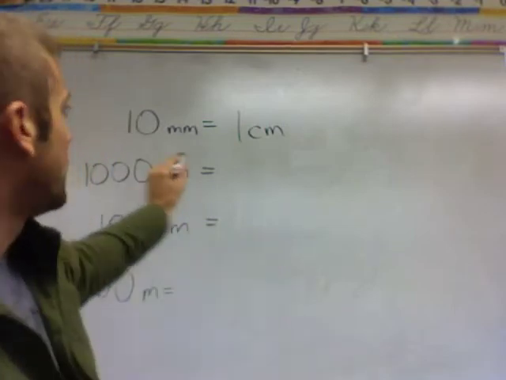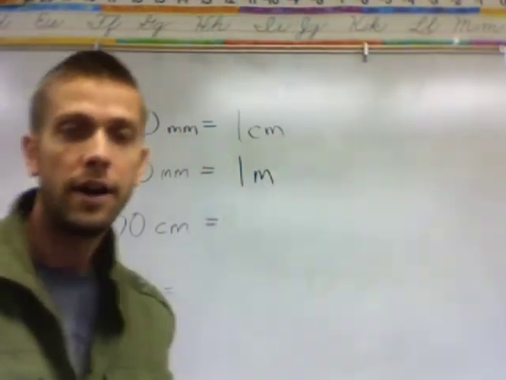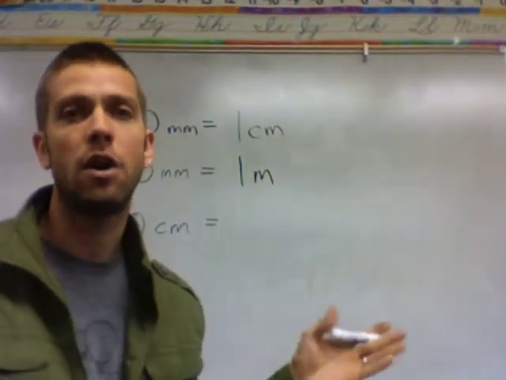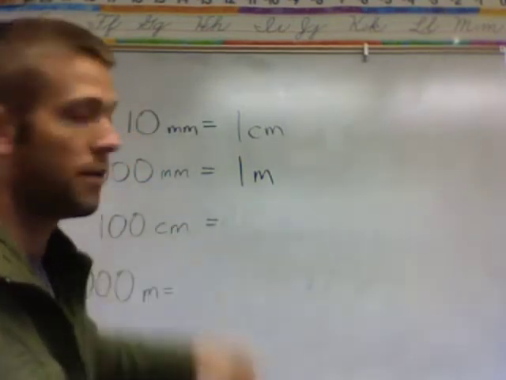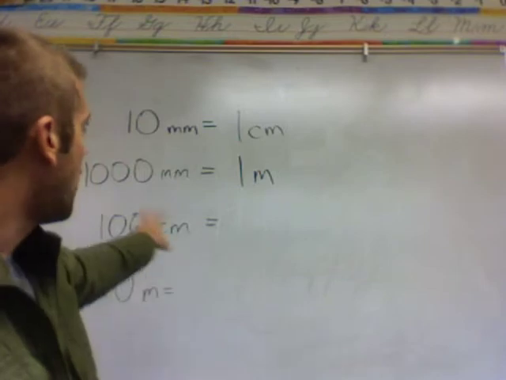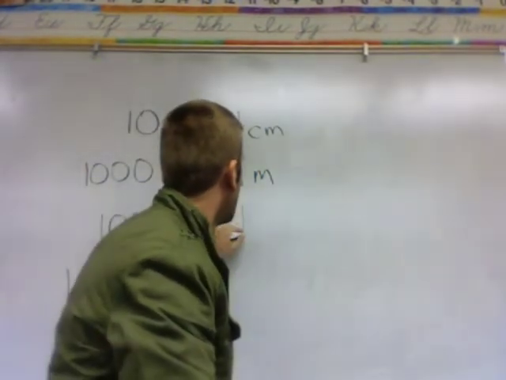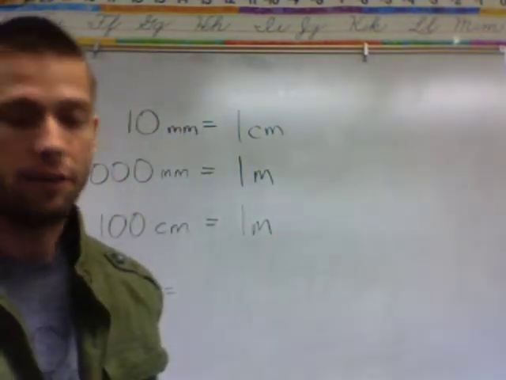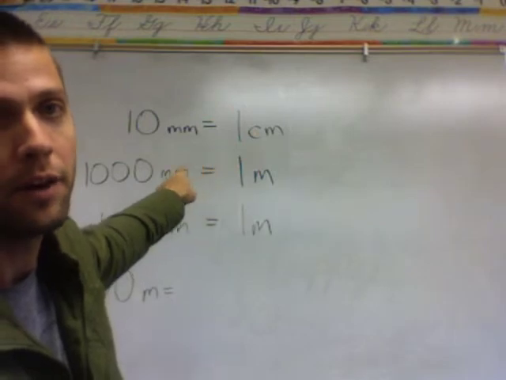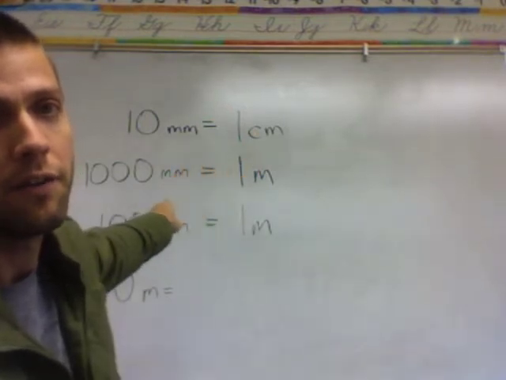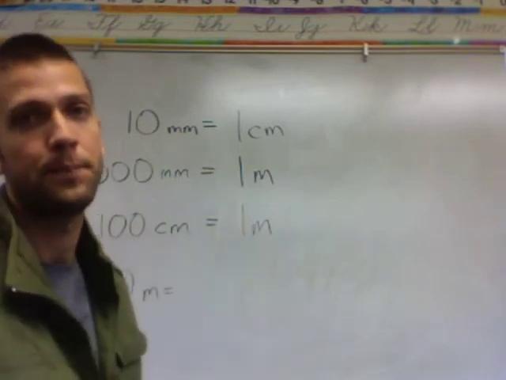If you have 1,000 millimeters, that equals 1 meter. Now a meter is close to a yardstick, so whenever you picture a yard, that's a meter. So 1,000 millimeters will fit in a meter. And if you have 100 centimeters, you also have a meter. Okay? Now if you follow the pattern, remember 1 centimeter is 10 millimeters. So if you have a meter, you have 1,000 millimeters. 100 centimeters would also be a meter.